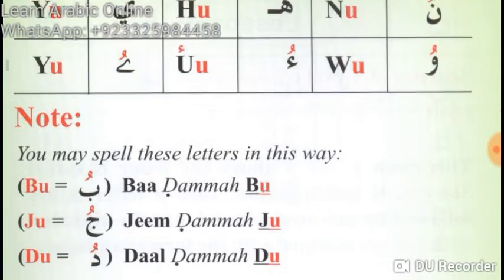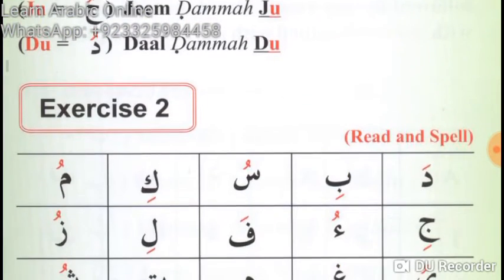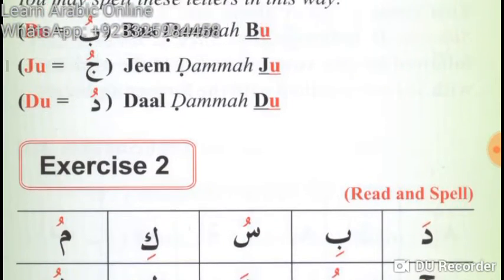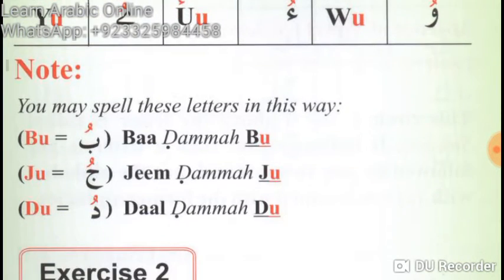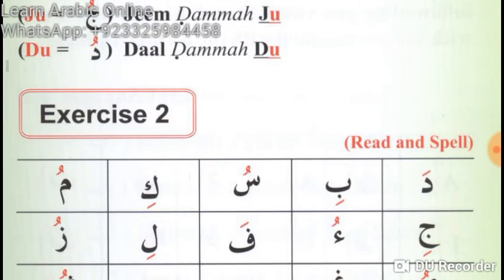Okay. So here you have completed the third and last short vowel of the Arabic alphabet. So far you have learnt about the Arabic alphabets, then you have learnt about three short vowels. First one is fatha, second one is kasra, and third one is dhamma.